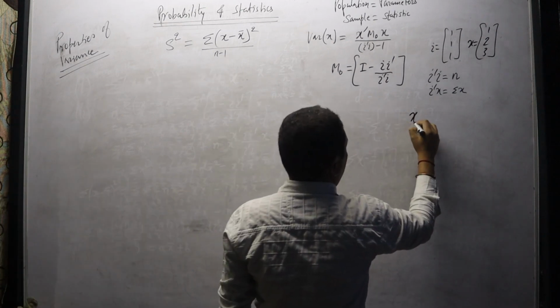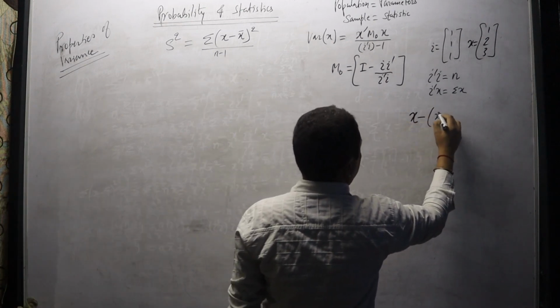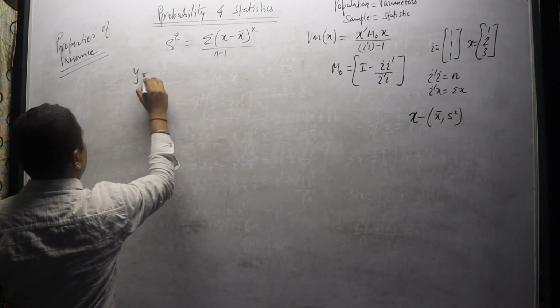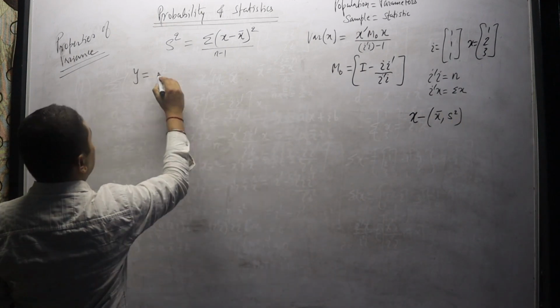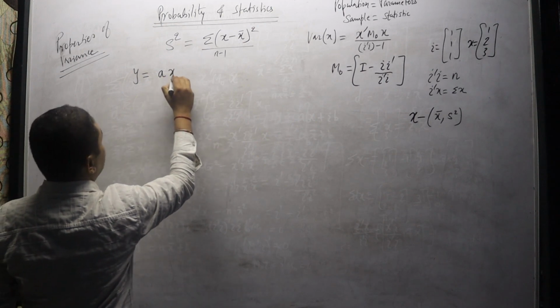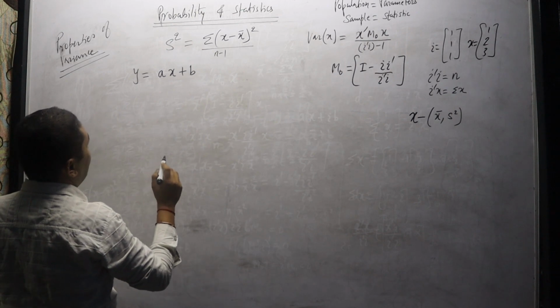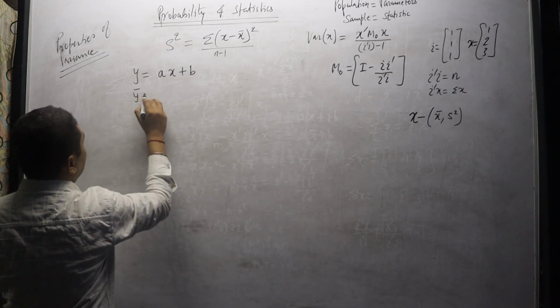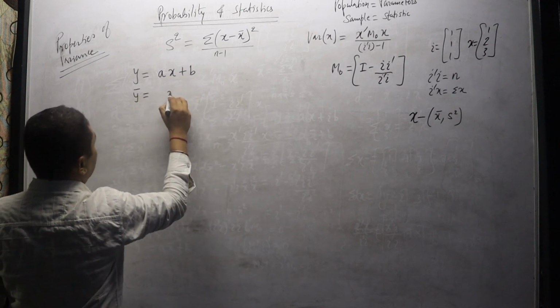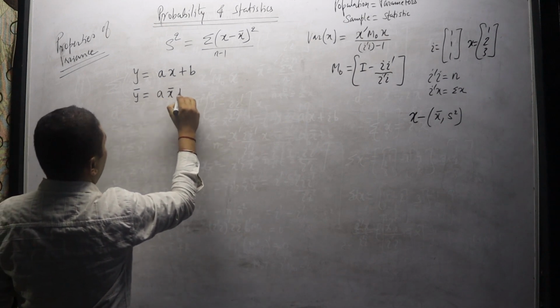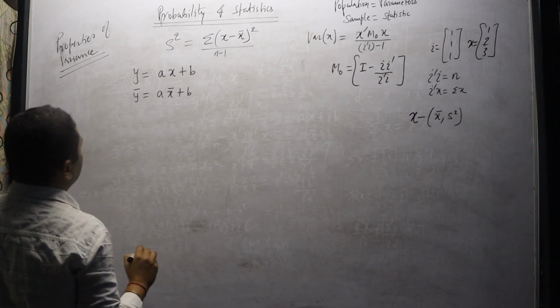So let us assume a variable x. So it has its mean x bar and the variance s square. And we construct a variable y in such a way that we scale the variable x by a and then we shift its origin by b. So we have already seen in our previous video that the average also follows this rule. So the average of y is equal to a times the average of x plus b. So this is the result.